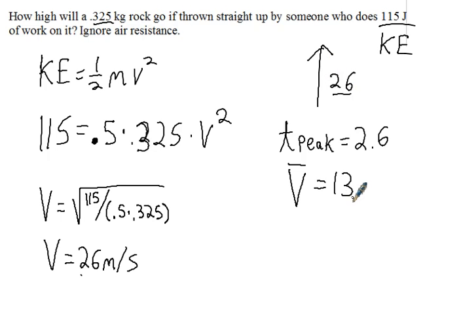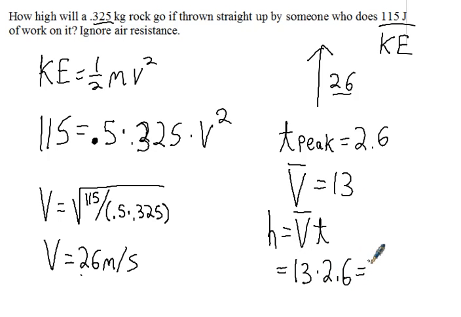And then to find the height of the peak, it's just average velocity times time. If you went up an average of 13 meters every second, and you did it for 2.6 seconds, then it just ends up being about 33.8 meters high at the peak.